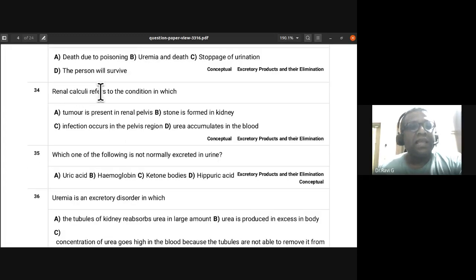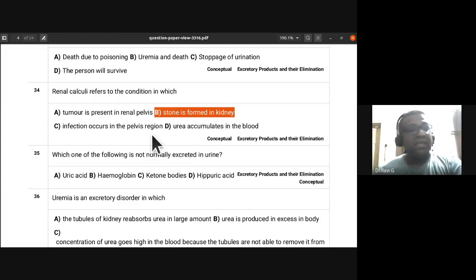34th, renal calculi refers to the condition in which tumor is present in renal pelvis, stone is formed in kidney, infection occurs in the pelvis region, urea accumulates in the blood. The kidney stones or calcium oxalate stones are formed in the kidney. So renal calculi refers to the condition in which stone is formed in the kidney. So the 34th answer is B.